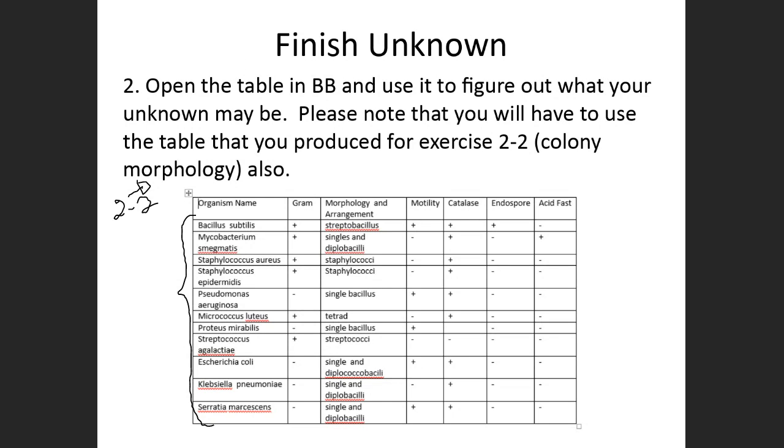So here you have to use, this time around, the gram staining result, the cellular morphology and arrangement. This is something different from colony morphology. The motility result, the catalase result, the endospore result. You will ignore this acid-fast stain because we didn't cover acid-fast this semester.